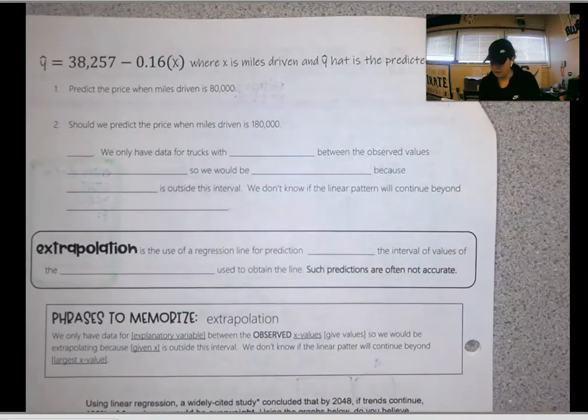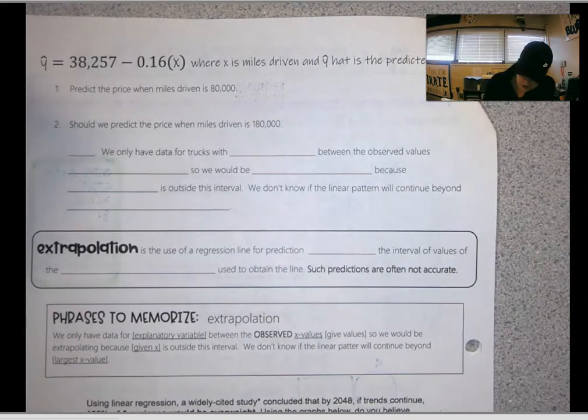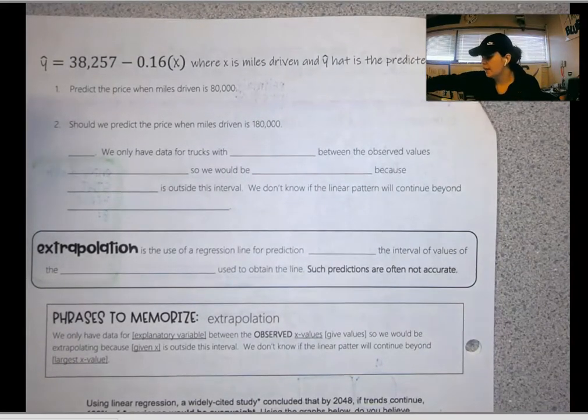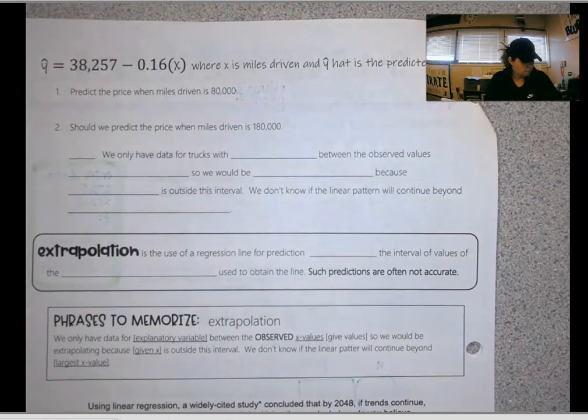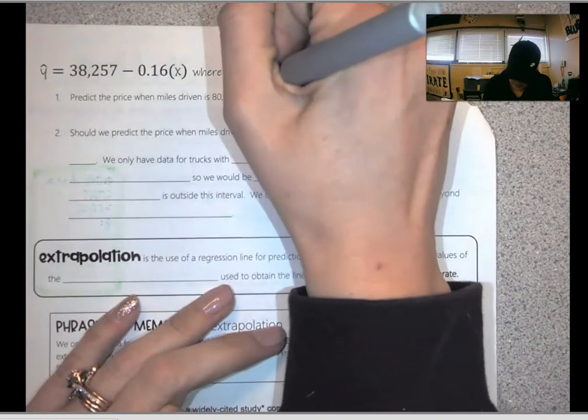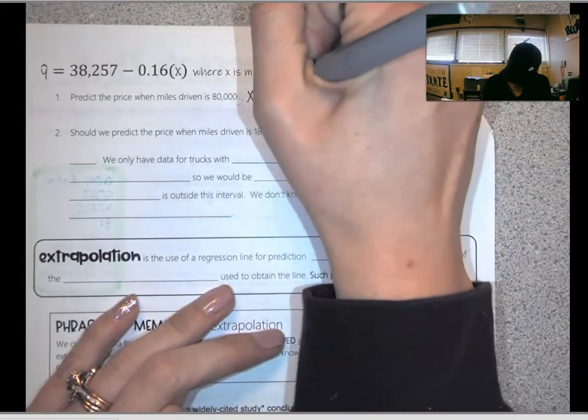So the first task in this lesson is to predict the price when miles driven is 80,000. So they want us to plug in x equals 80,000. Next to this problem, I'm going to write x equals 80,000.